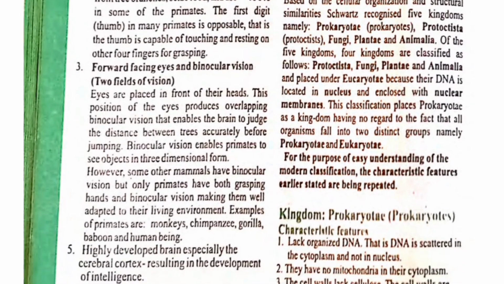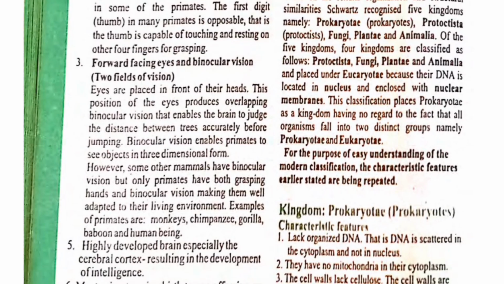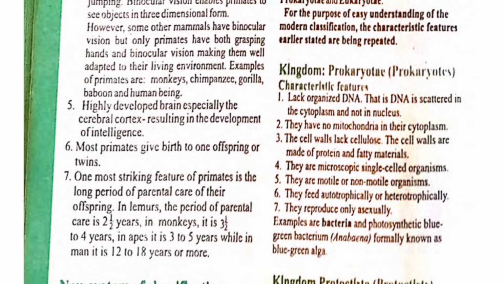Alright. So for the purpose of easy understanding of the modern classification, the characteristic features earlier stated are being repeated. Actually, in the old system of classification, we've talked about all this. We talked about their characteristic features for Protista, Monera, fungi, Plantae, Animalia, but for the sake of this video and for those just joining us today, we'll be going through them. We may actually skip some, and I'll be dropping the link to the old system classification in the description. So you can go back to watch those that we skip.